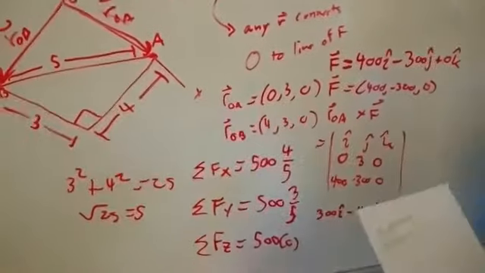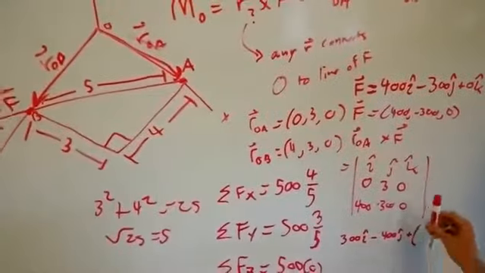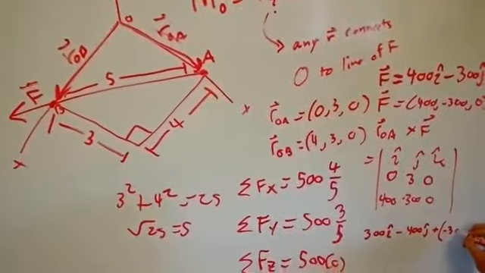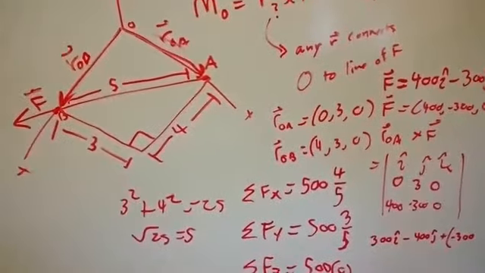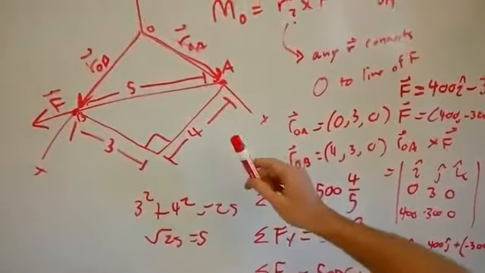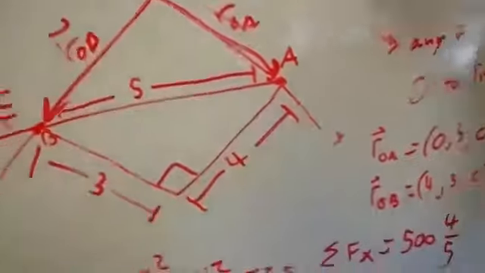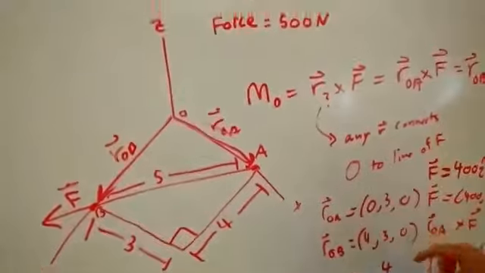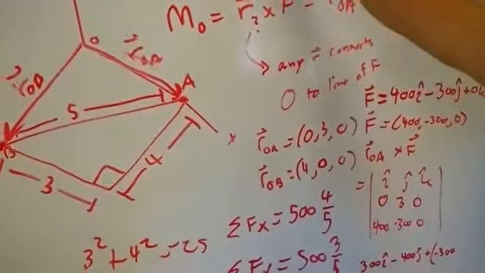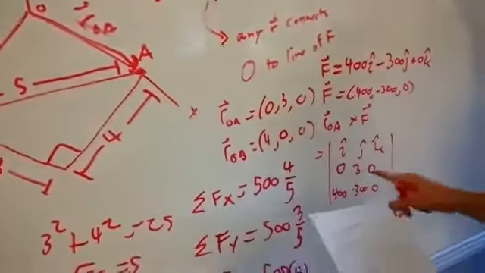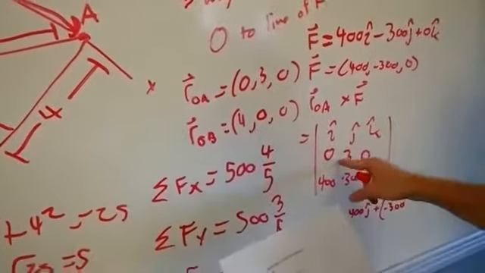Yeah. Okay, cool. ROA is 0, 3, 0. And ROB is 4, 3... what? Look at that again, ROB. ROB is going from here to here. Oh yeah, that's wrong. So it'd be... yeah, that's wrong. 0. That's better. So you do ROA cross F, with IJK, 0, 3, 0, 400, minus 300, 0.